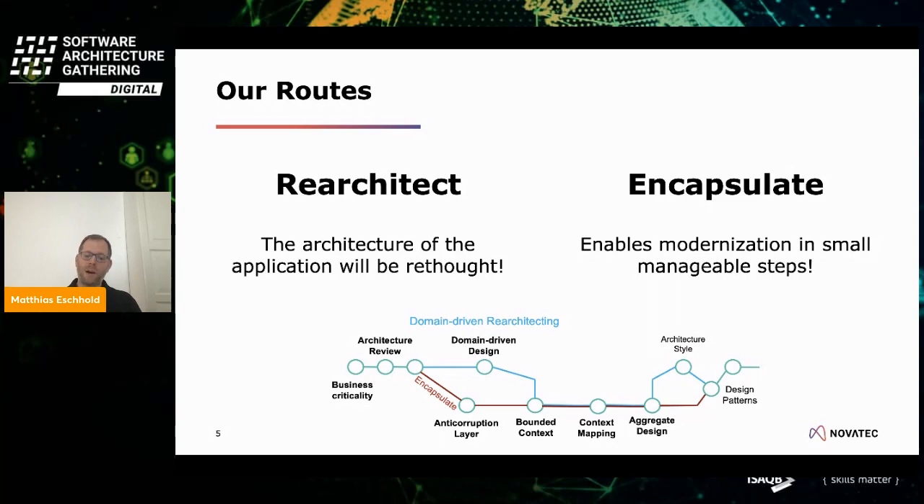But why is this all necessary? And you see it here. The first station of our metro plan is always the business criticality. And the second station is the architecture review. In other words, what is your problem and where is your problem? And the causes are like the options diverse.